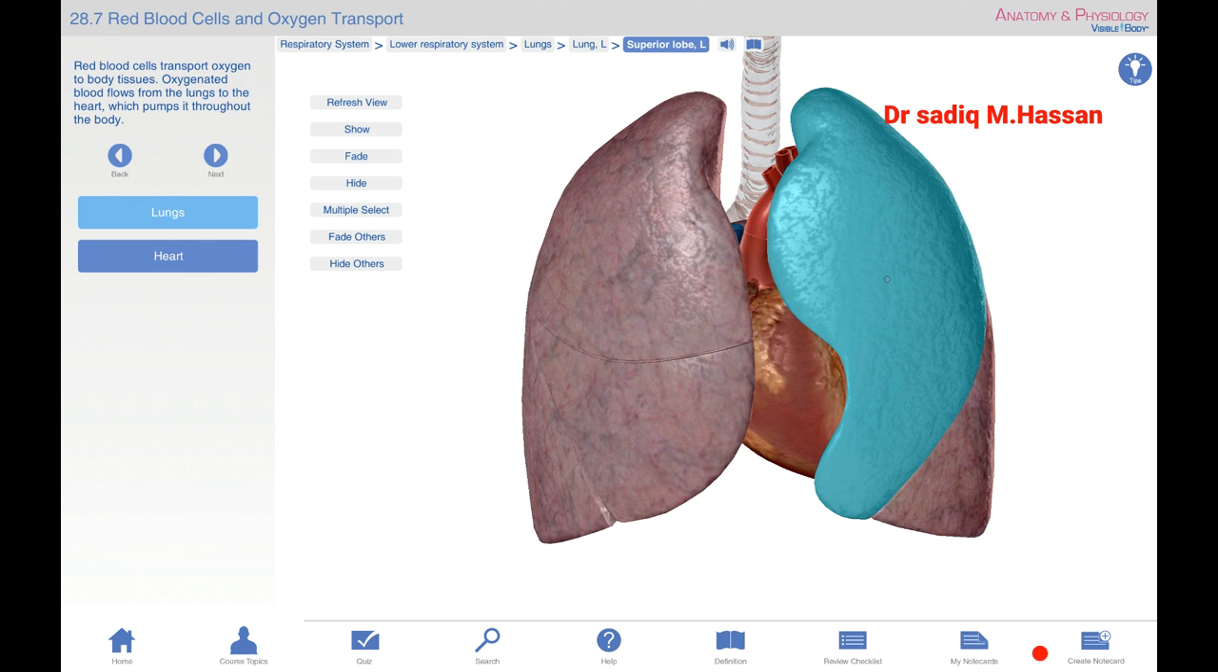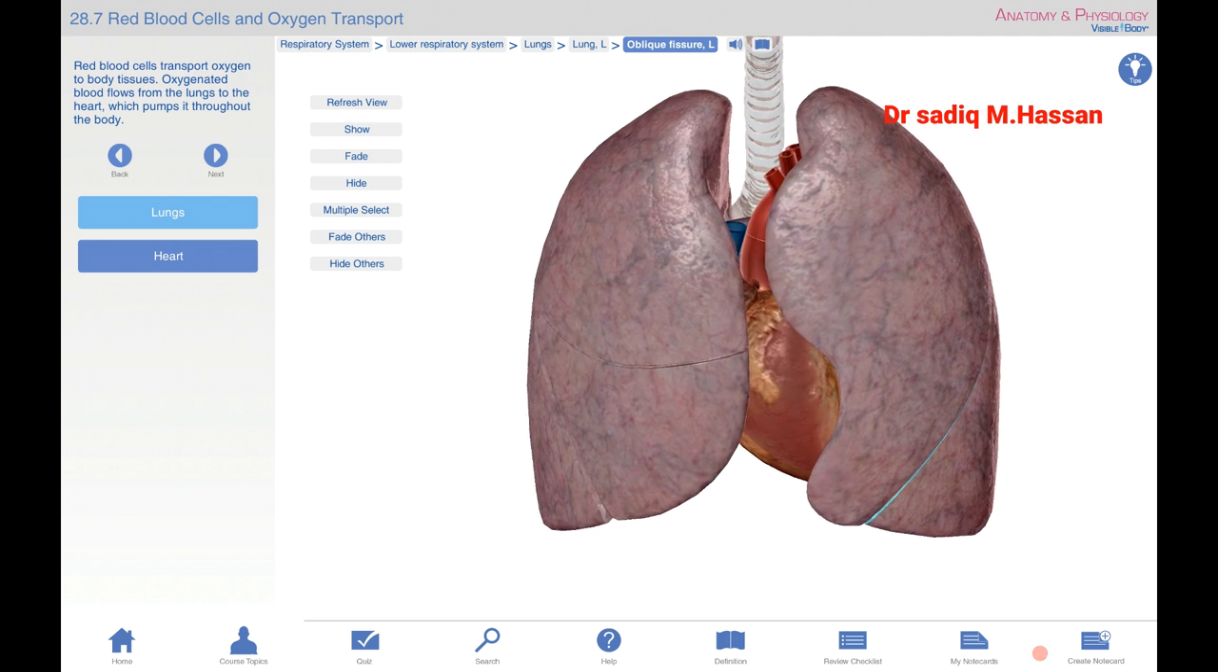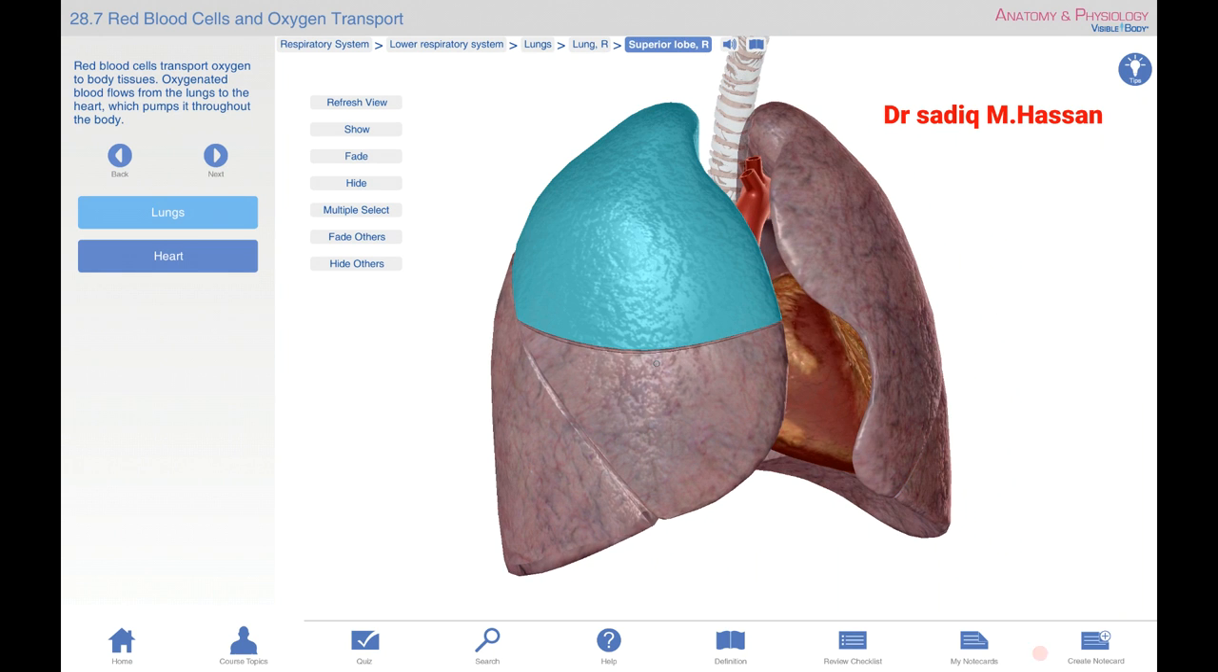The superior lobe and inferior lobe are separated by a fissure. If you see here, this fissure is called the oblique fissure. That is the one that divides the superior and inferior lobe of the left lung. What about the right lung? This is the superior right lobe of the lung, and this is the inferior lobe.